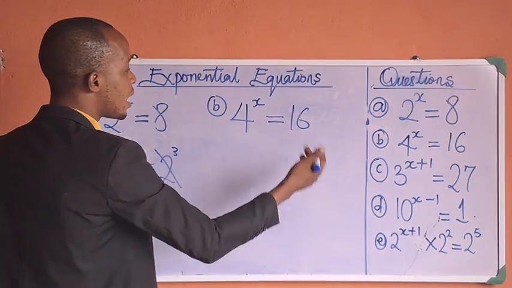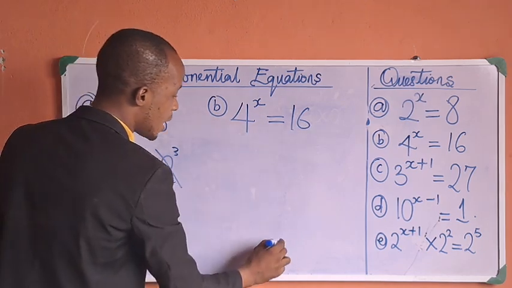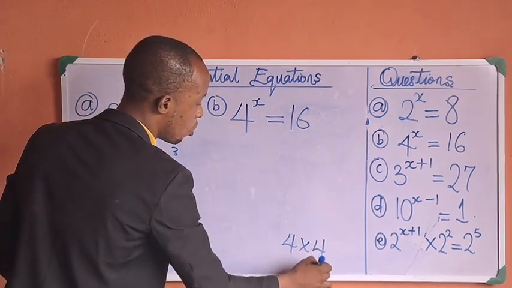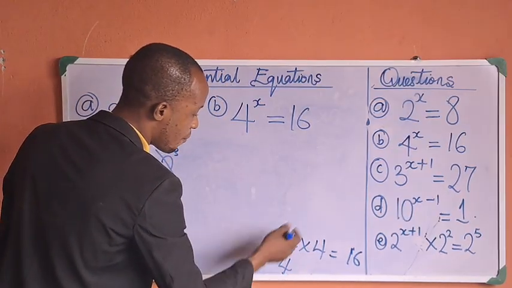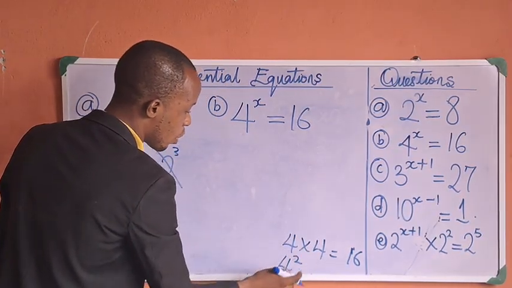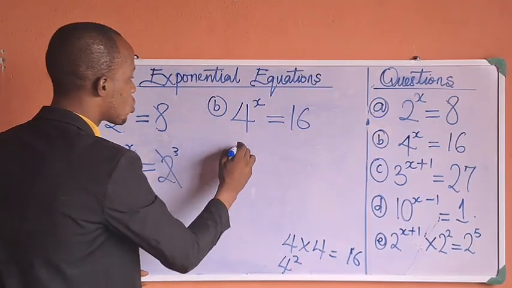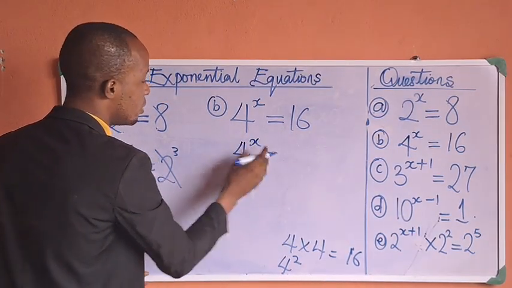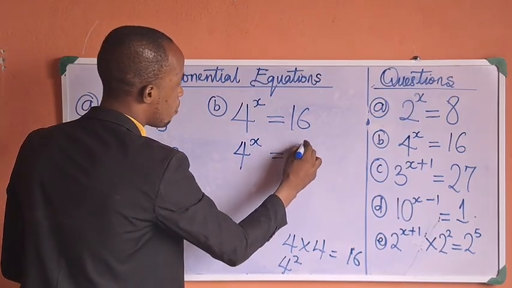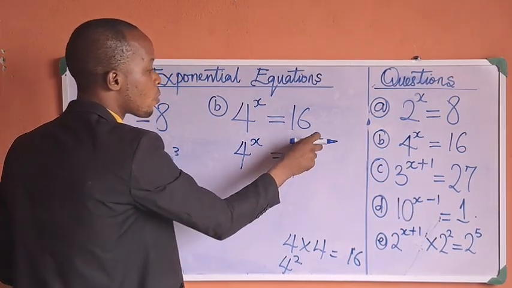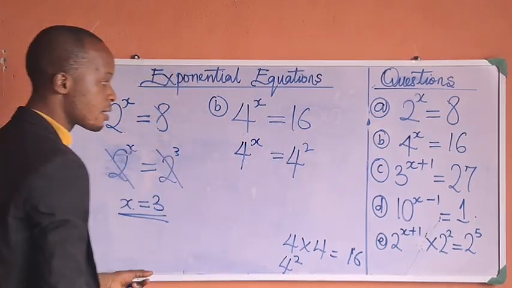That is, how many times can we multiply 4 by itself to give us 16? And that will simply be 4 multiplied by 4, which is 16. And that is the same thing as 4 having the power of 2. So I'm going to be replacing 16 with 4 raised to power 2 in the next step. So I have 4 raised to power x on this side, and on the other side of the equation I have 4 raised to power 2, because 4 to the power of 2 is the same thing as 16. It simply means 4 times 4, and that is 16.